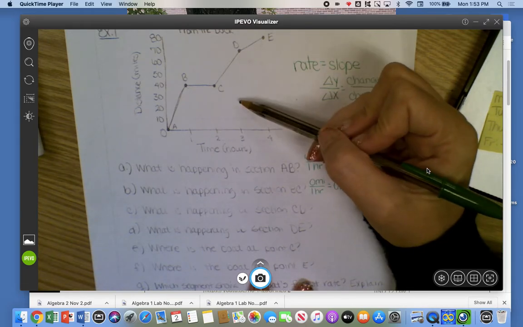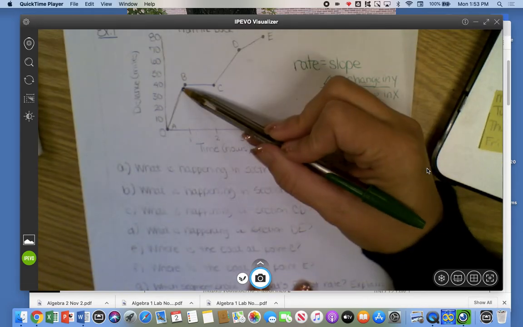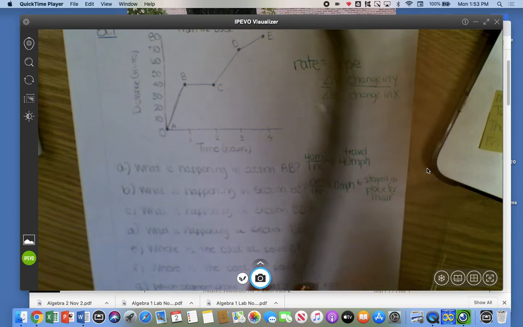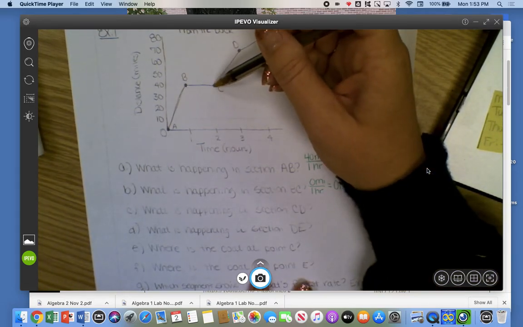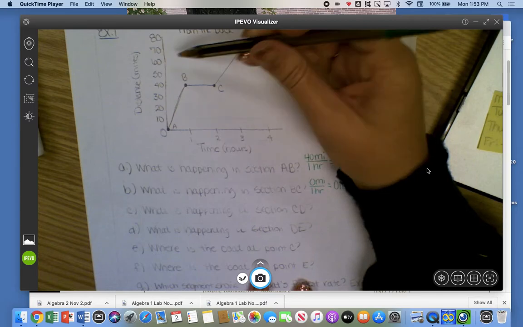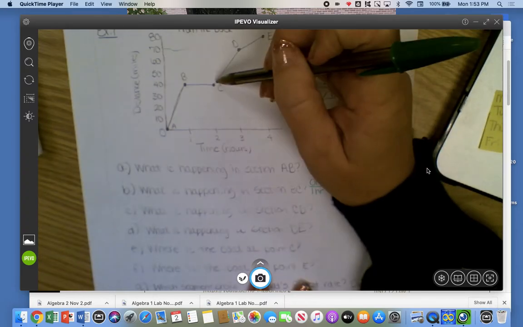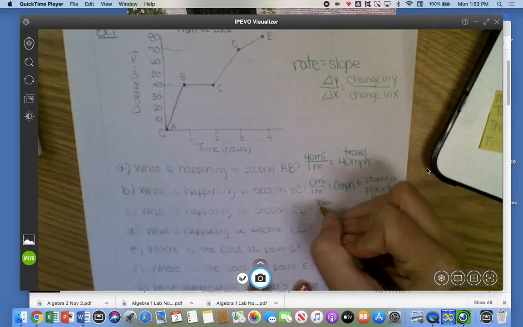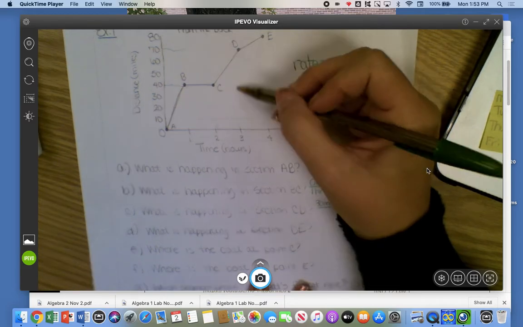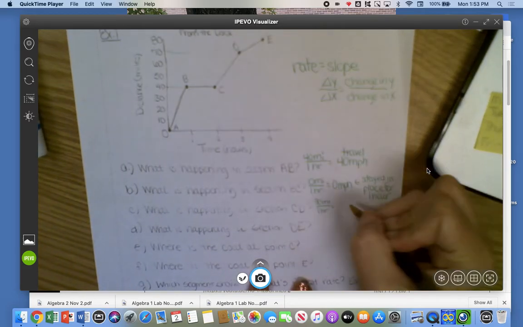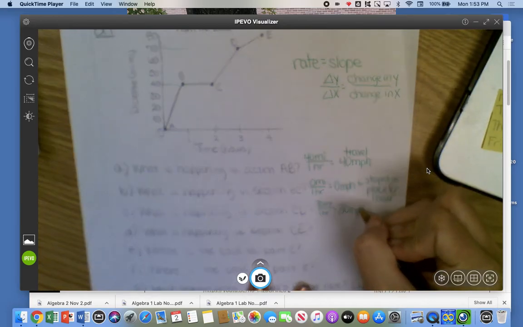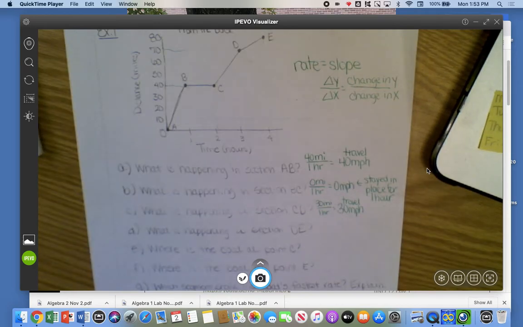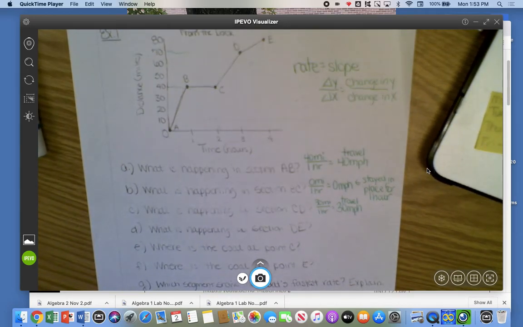Now from C to D, I'm traveling again. The steepest part of my line is from A to B, so that's my fastest travel. I'm still traveling, just not as fast. It's not as steep. So if you look here, I started out at 40 miles away. Now I'm 70 miles away. So the distance that I've traveled from 40 to 70 would be 30 miles. I went from 2 hours to 3 hours, so that's a change of 1 hour. So I'm traveling at 30 miles per hour for part C.